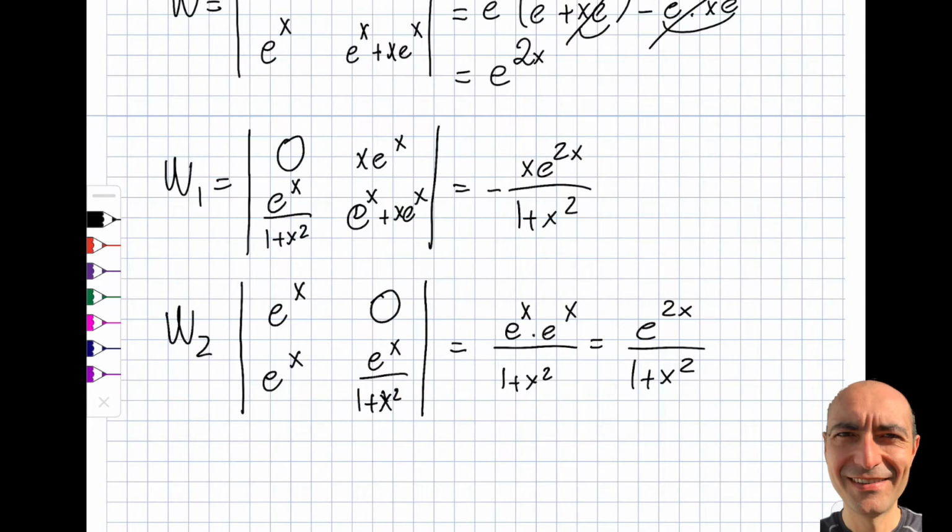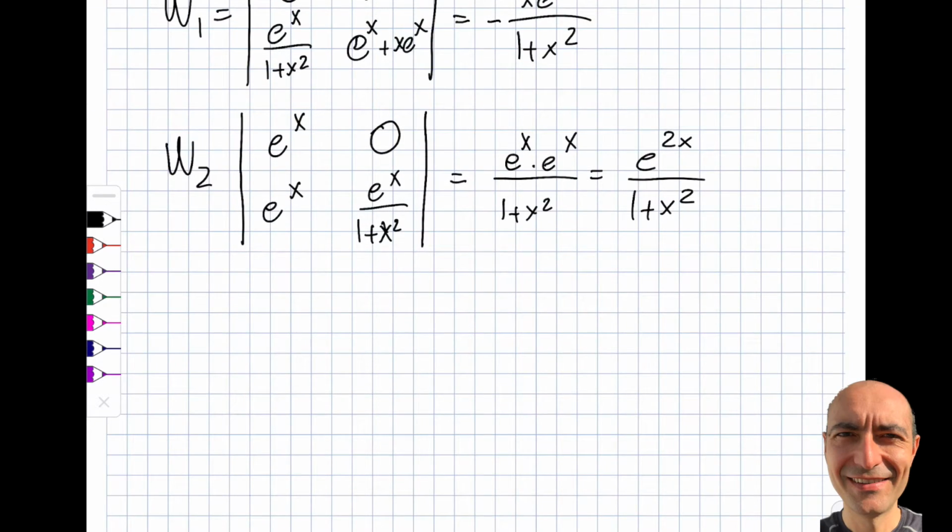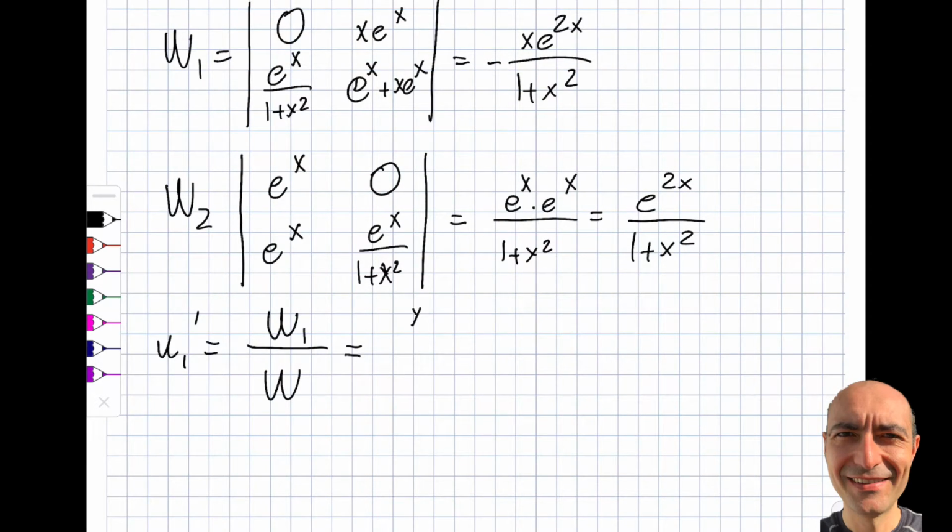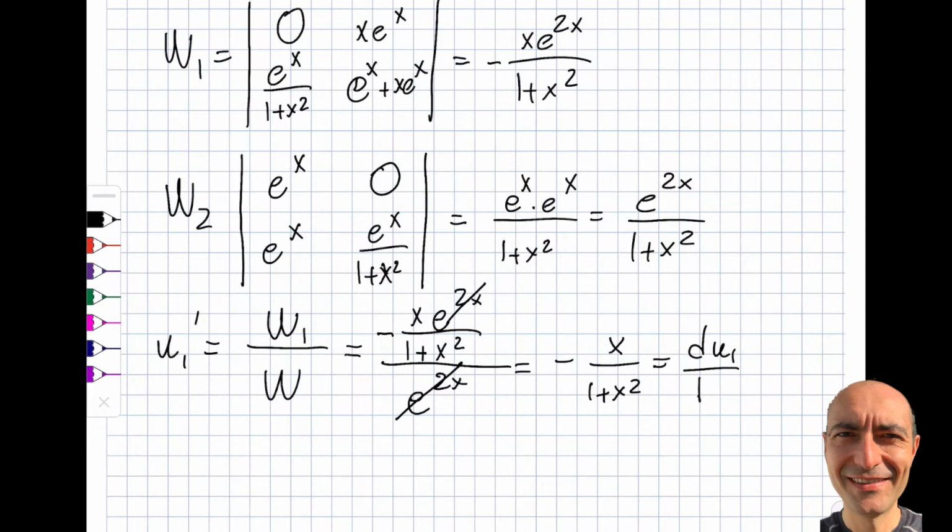Okay, not bad. Well, we'll find out. u1 prime, now we will understand whether it's not bad or not. It will be equal to minus w1 by w. So w1 was up here, x e to the 2x by 1 plus x squared. Obviously there's a minus sign, let's not forget that, divided by w, which was e to the 2x, remember that? So I cancel the e to the 2x's and I get minus x by 1 plus x squared, which will be equal to du1 dx.